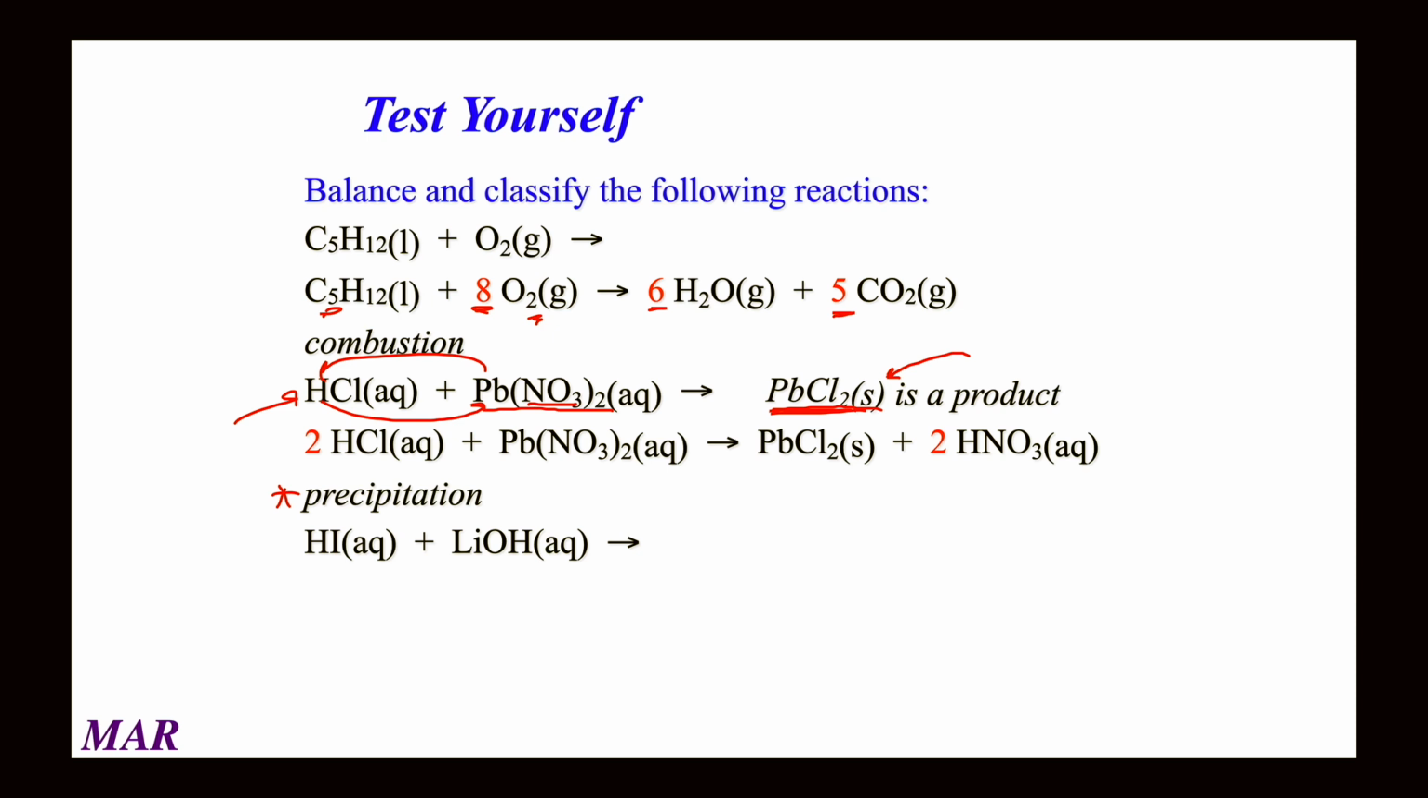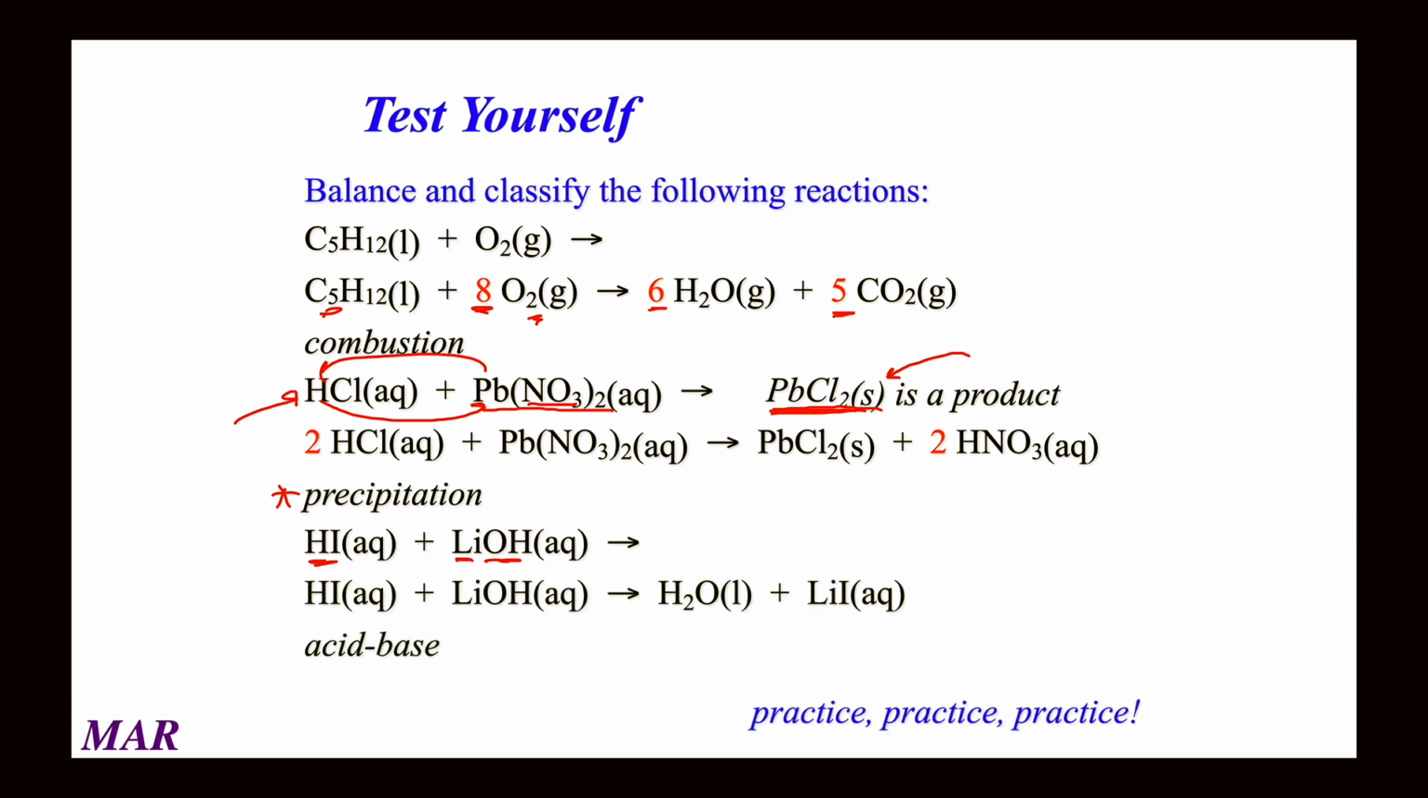The last one, HI, is an acid, H listed first. And LiOH, oh, this is a metal hydroxide, lithium hydroxide. So this one is absolutely going to be an acid-base reaction. The H and the Li will trade places. We'll end up with water, H2O, and the other part will be lithium iodide, LiI. This reaction should look like this, and again, it's acid-base. So practice, practice, practice. The more of these you do, the better you'll get at them.